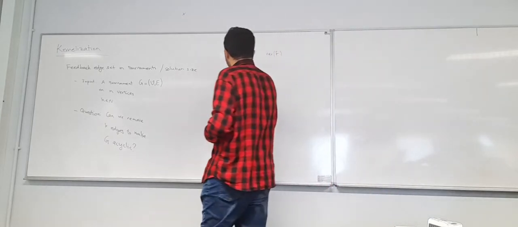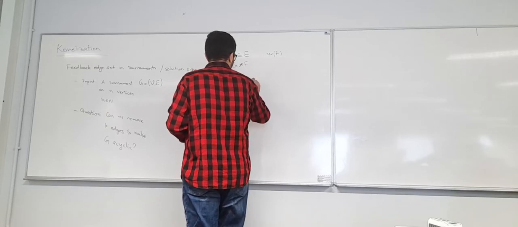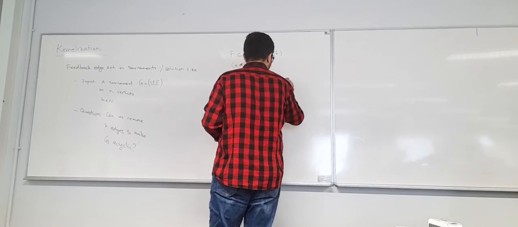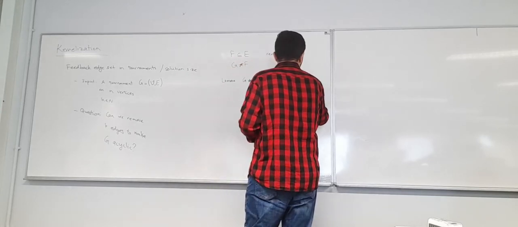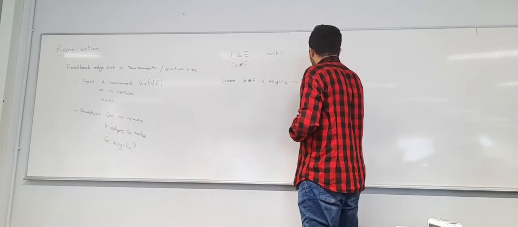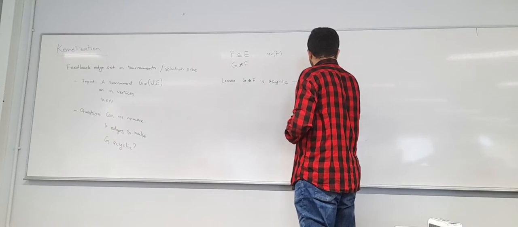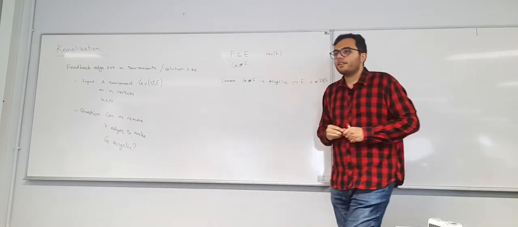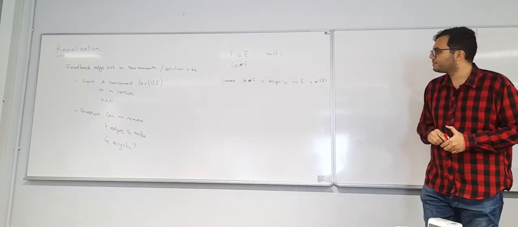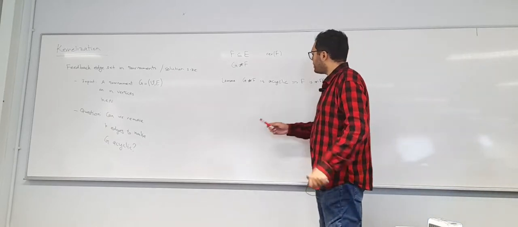So this is the first lemma that I want to prove. I want to first prove that if G star F is acyclic, then F is a feedback edge set in G. Why is this true? So this is actually quite easy.